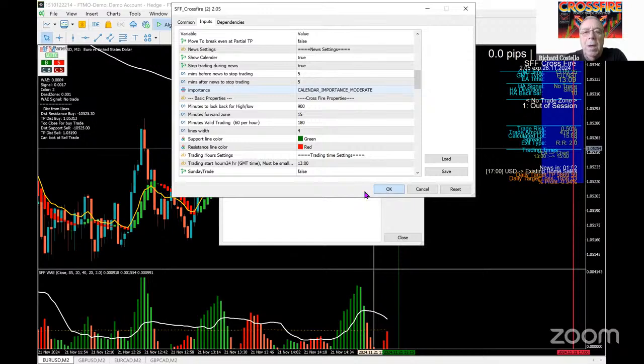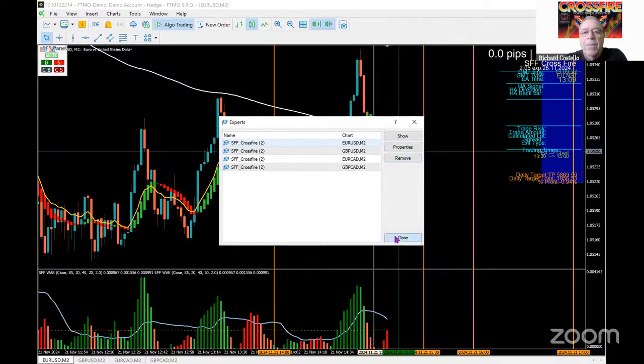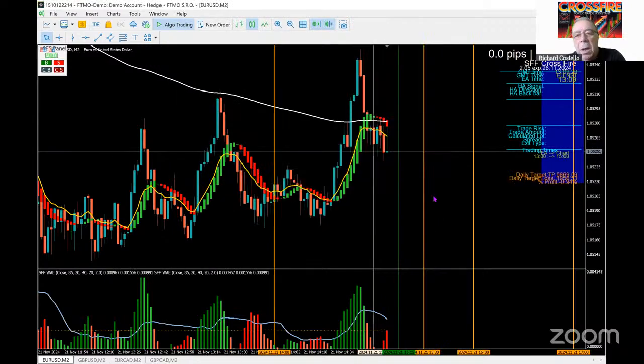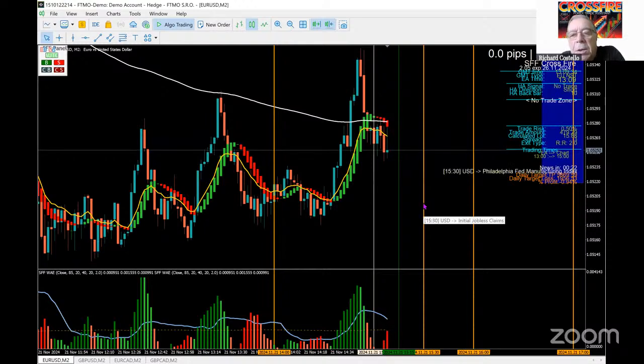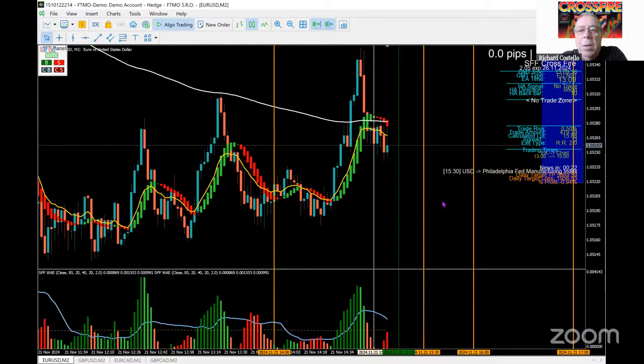So come out of that and come out of that. And I've now got these orange lines, and it's telling me that 1:30 news. So I'm going to keep that on the moderate setting, because on Forex Factory that was regarded as high impact news. And I've always used Forex Factory in my FX book as my source of news. So I'm going to keep that.